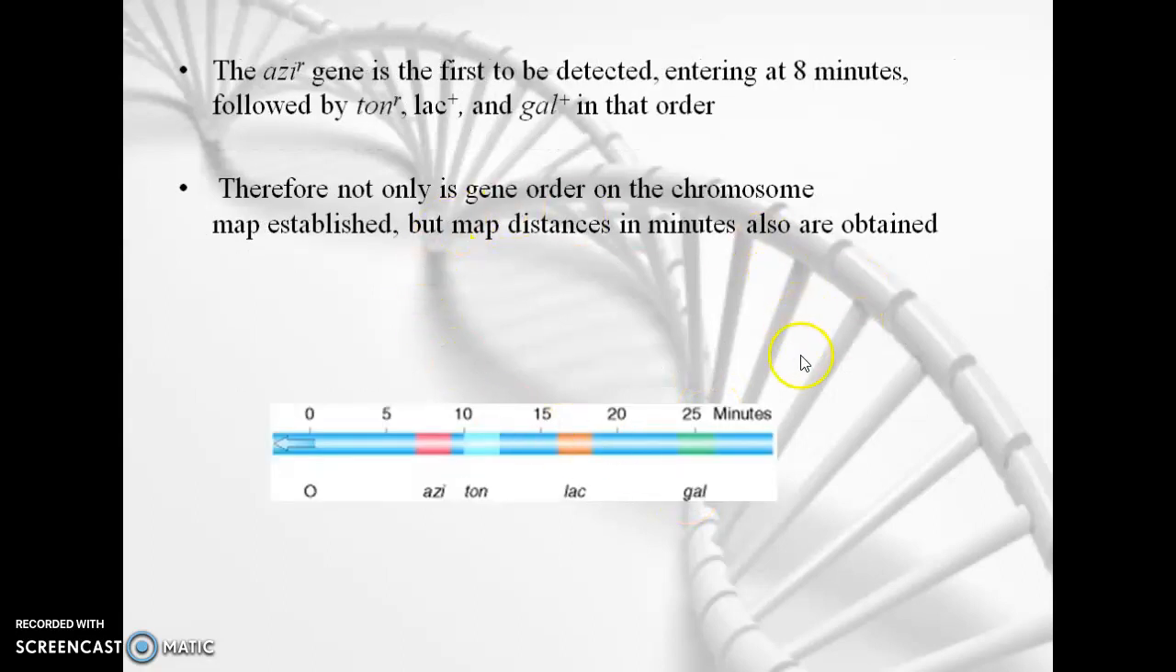So in this particular cross, after allowing the cells to undergo conjugation and then interrupting the conjugation at different time intervals, it was detected at 8 minutes that the AZI gene entered the recipient, followed by TON or LAC plus and GAL plus in that order. So we got the gene order as well as the distance between these genes in minutes. And this is the order in which the genes are located on the chromosome.